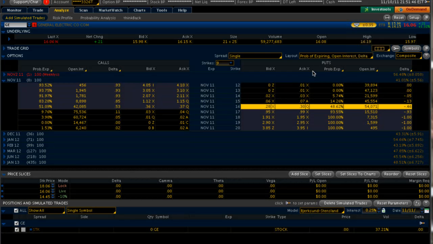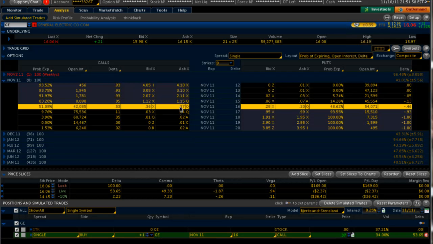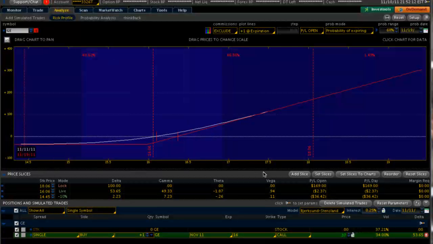Now a call gives the right to buy. The stock needs to go up to profit. So if you think GE is going to go up in value, you can purchase an in-the-money call at 37 cents, which is one contract. Now, one contract is equivalent to 100 shares. So let's say it's at 16.06. We go over to the risk profile.